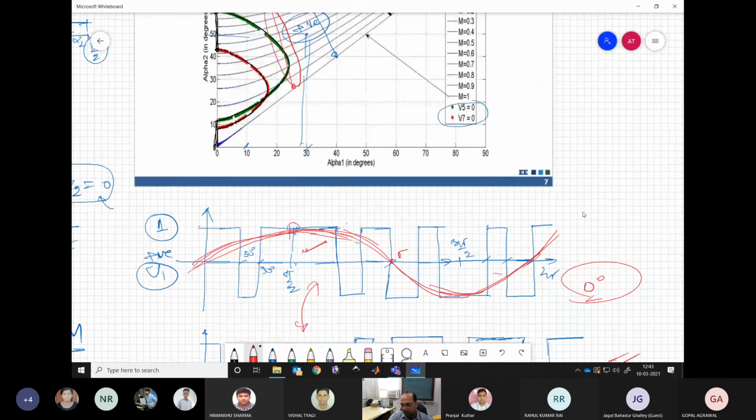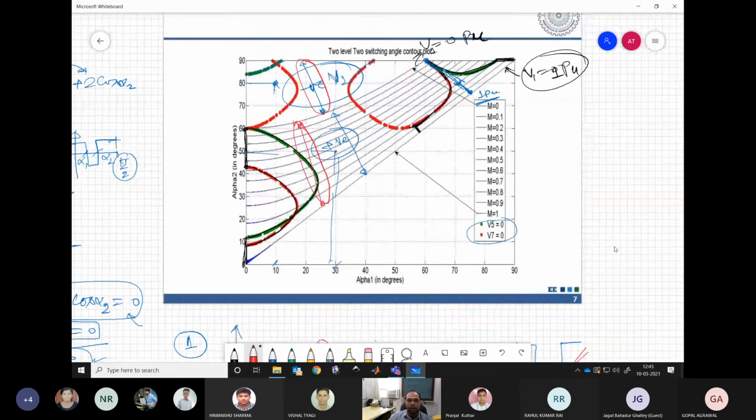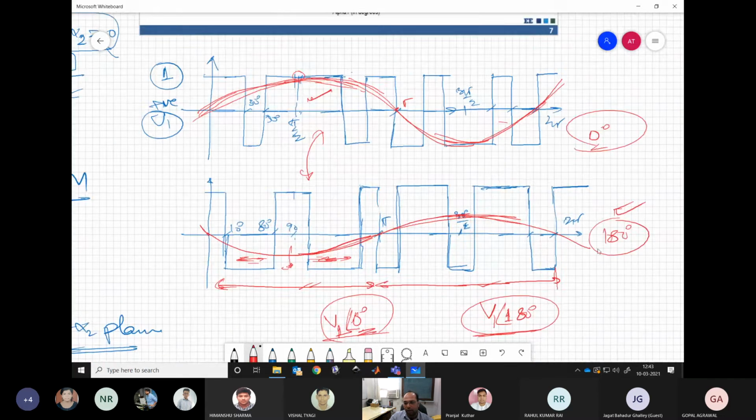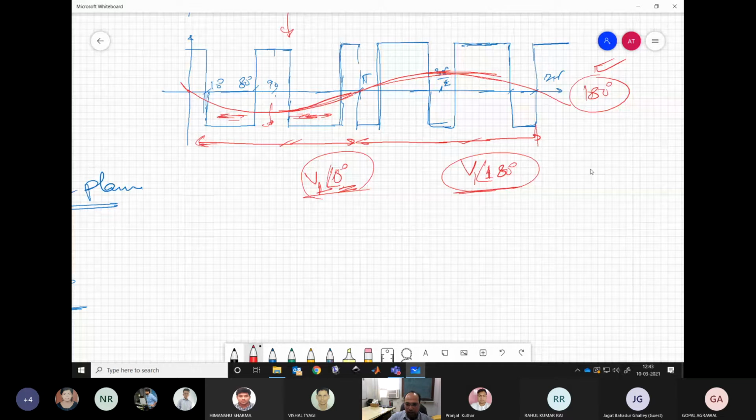So several options we have discussed. Any curve which may be following V5 or V7 or maybe somewhere in between, but which one to choose? Which one could be called a good PWM technique? For that we need to have some performance metric. Now what is a performance metric?